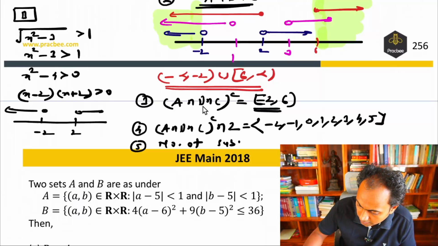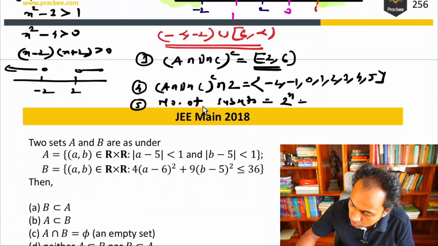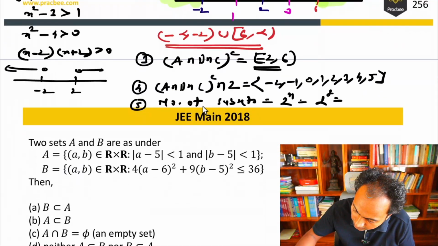If I want to find the number of subsets, it is nothing but 2 raised to the power n. The value of n in this question is nothing but 8. 2 raised to the power 8 comes out to be 256.